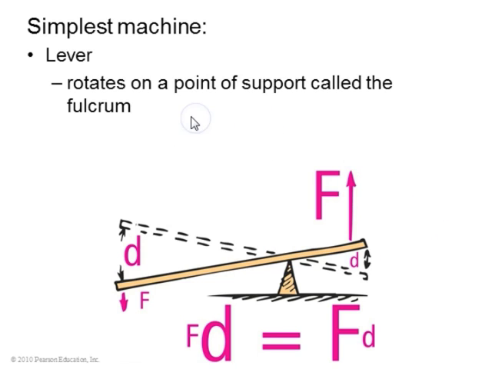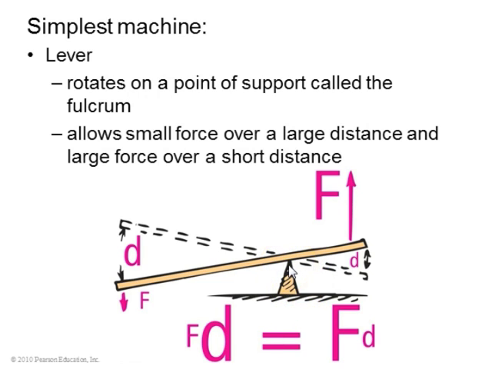The simplest machine is a lever, which rotates on a point of support called the fulcrum, right there. It allows a small force over a large distance d to be converted to a large force over a small distance, again obeying this rule: Fd input equals Fd output.